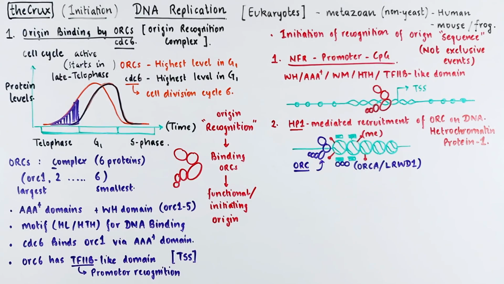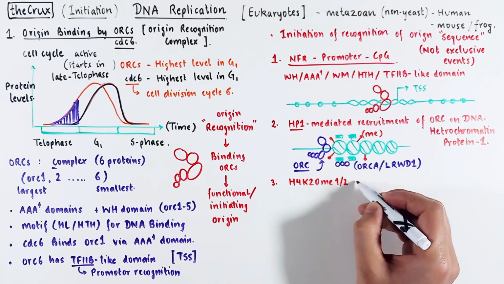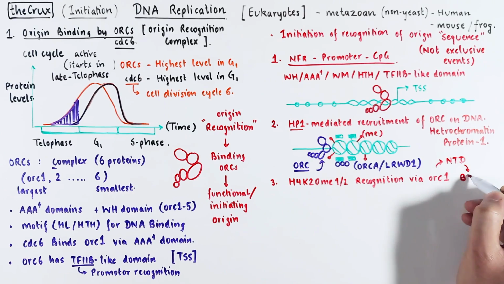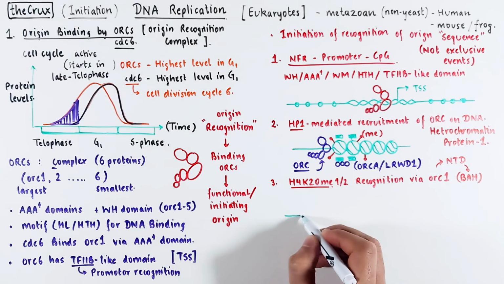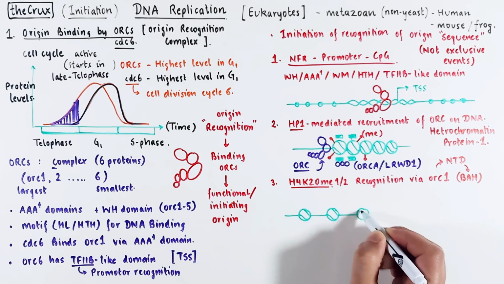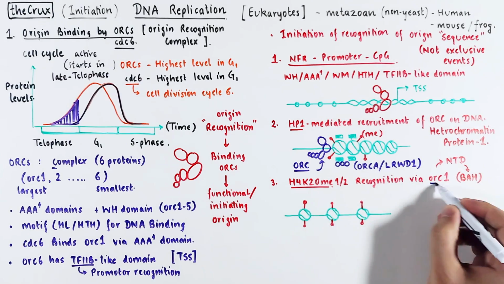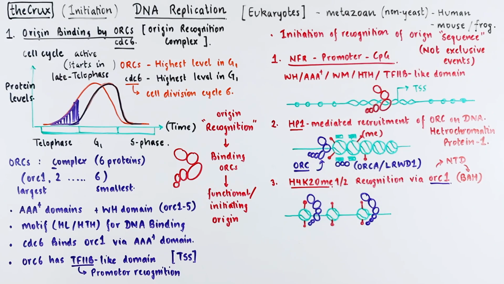But some ORC-associated proteins like LRWD1 or ORCs can attract ORCs to these sites to initiate the process of origin recognition. The third example is of histone modification, like H4K20 mono or dimethylation, which is recognized by ORC1 specifically and its N-terminal domain, which further has a BAH domain. Essentially, histone tails with this modification can attract ORC1 to this region, and that can lead to defining the origin sequence.